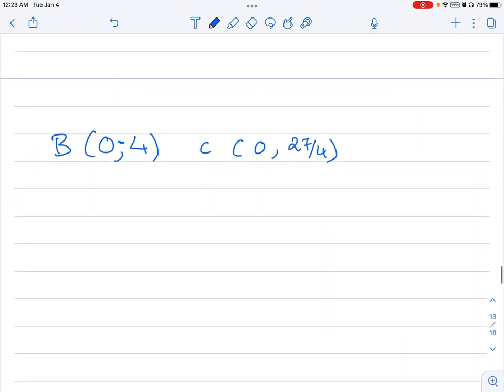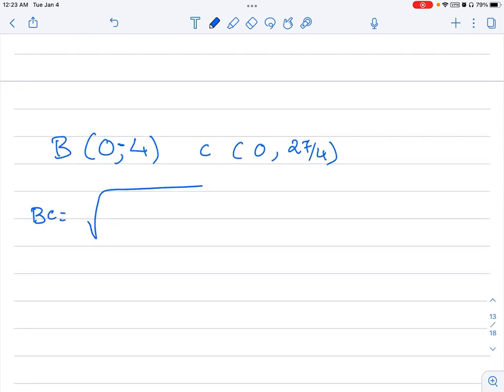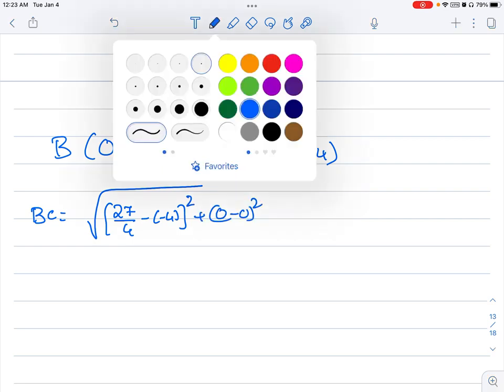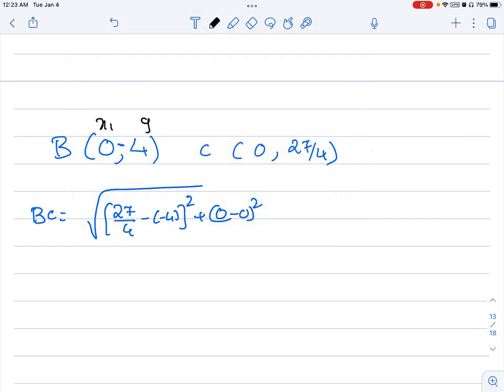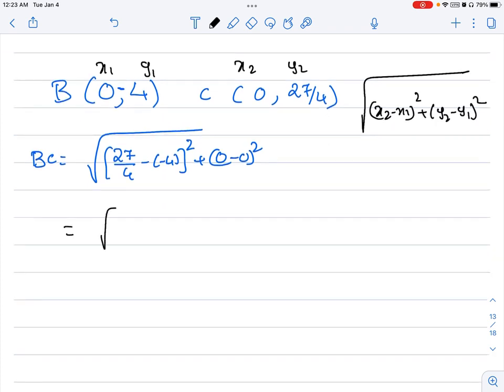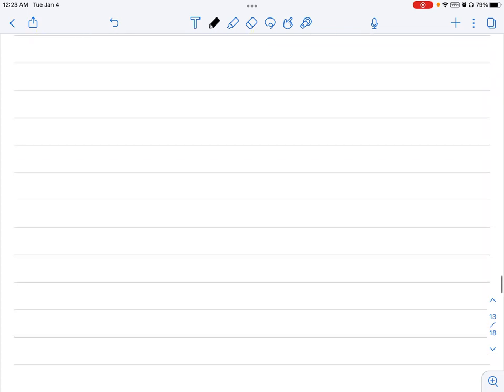So we have to find the distance between these two. The formula is the square root of (x2 minus x1) whole squared plus (y2 minus y1) whole squared. So this is x1, y1 and this is x2, y2. So it becomes the square root of ((27 plus 16) upon 4) whole squared. So square and square root cancel, 43 upon 4, which is 10.75. That's going to be the distance.